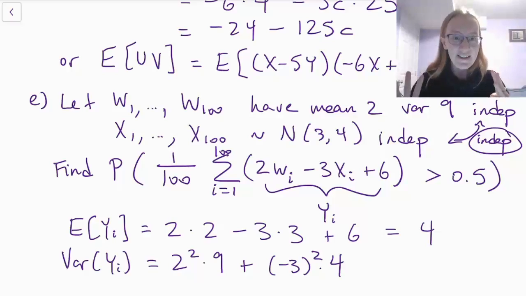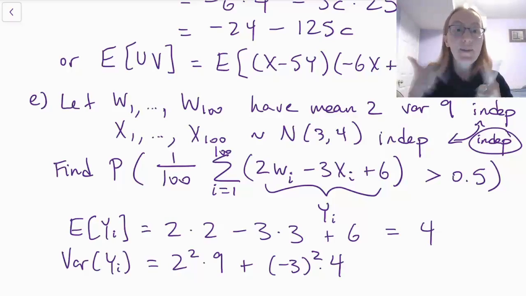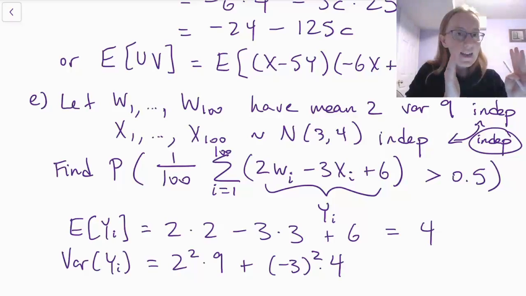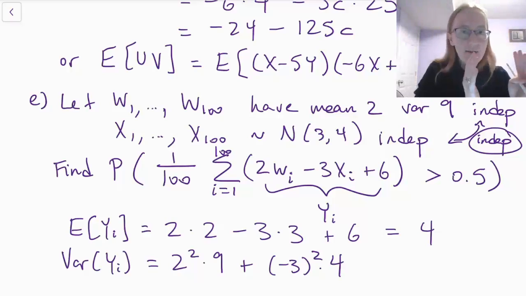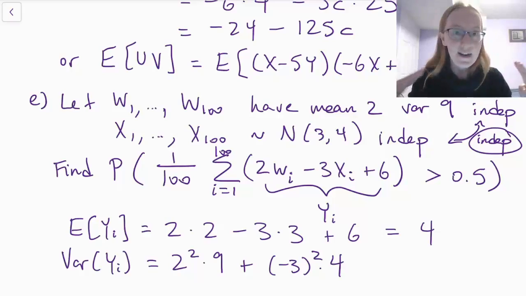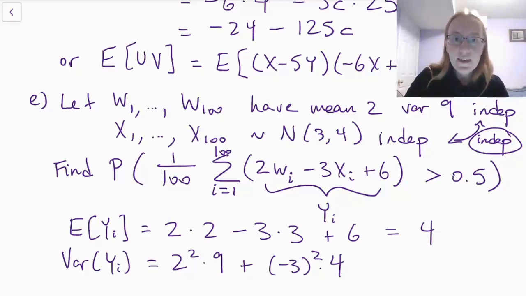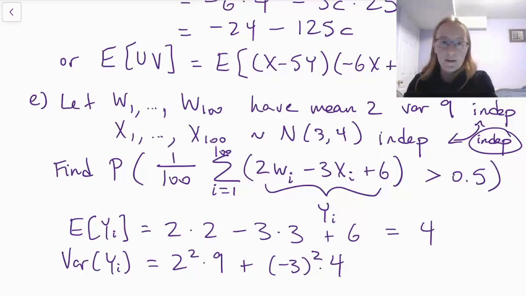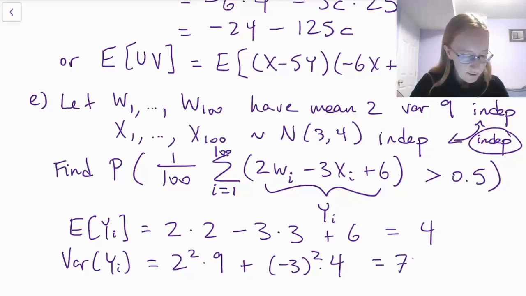We just have this. And so we don't have to worry about the covariance, and we don't have to worry about the plus 6, because again, shifting a distribution by a fixed amount doesn't change how spread out it is around the mean. So we have 2 squared times 9 plus negative 3 squared, which of course is positive 9, times 4. So 9 times 4 plus 9 times 4. So 9 times 4 times 2, 72. I should have been able to do that in my head, sorry.